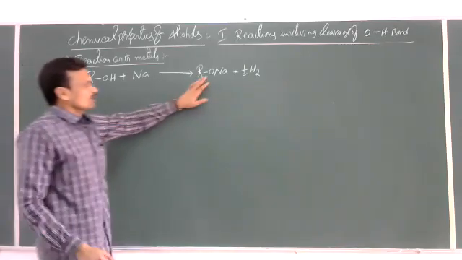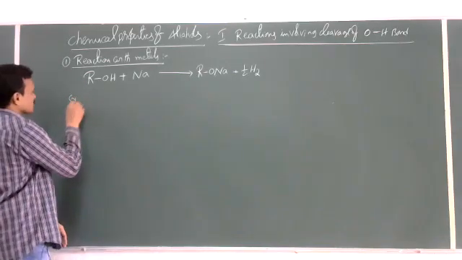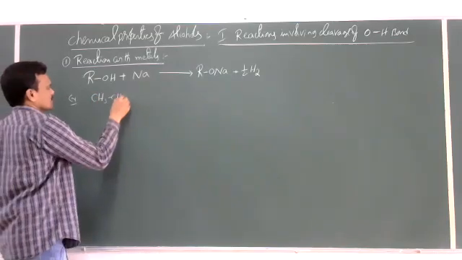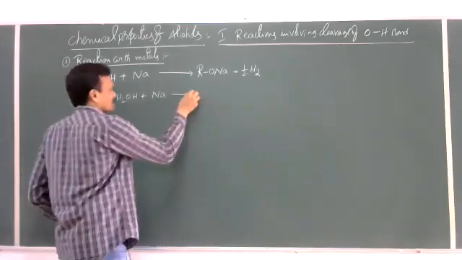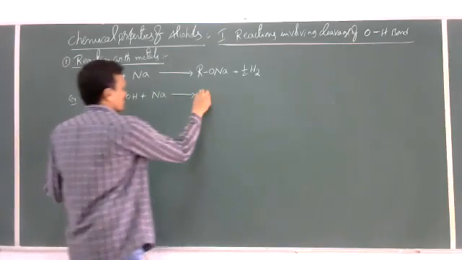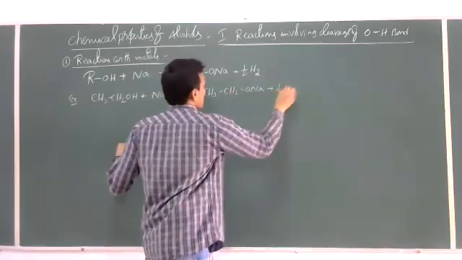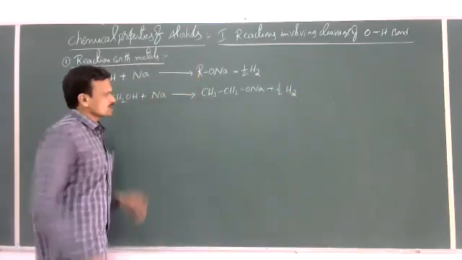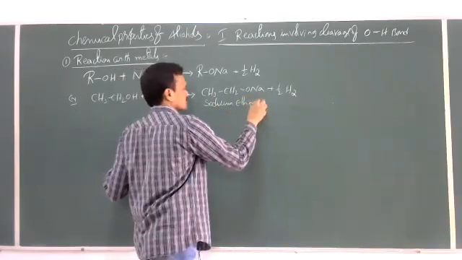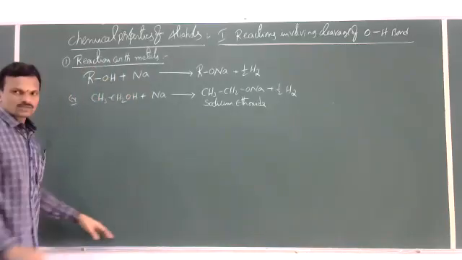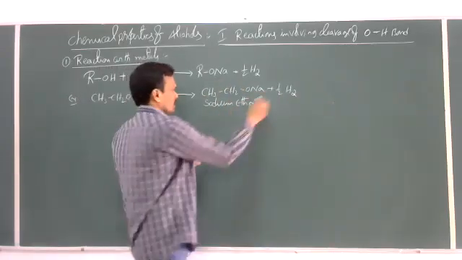So RONa plus half H2. Let us take one more example. An example I'll take for this: CH3CH2OH, which is ethyl alcohol, and that ethyl alcohol on reaction with sodium metal forms CH3CH2ONa plus half H2. This is sodium ethoxide. So ethyl alcohol reacts with the sodium metal and displaces hydrogen, and the product formed here is sodium ethoxide.